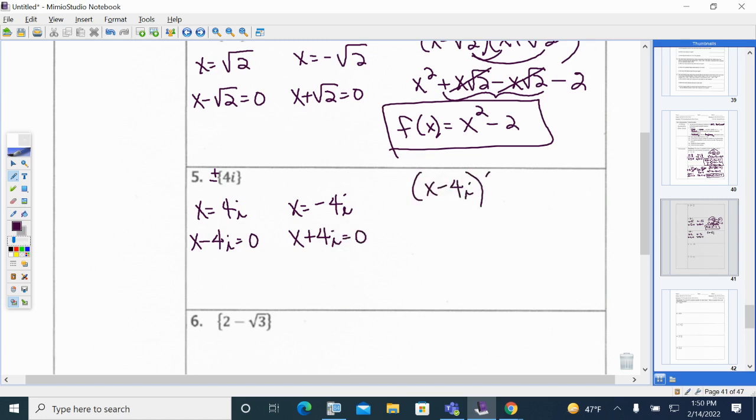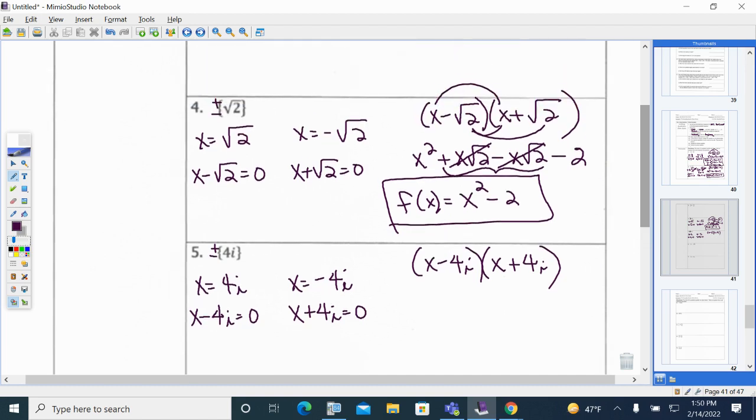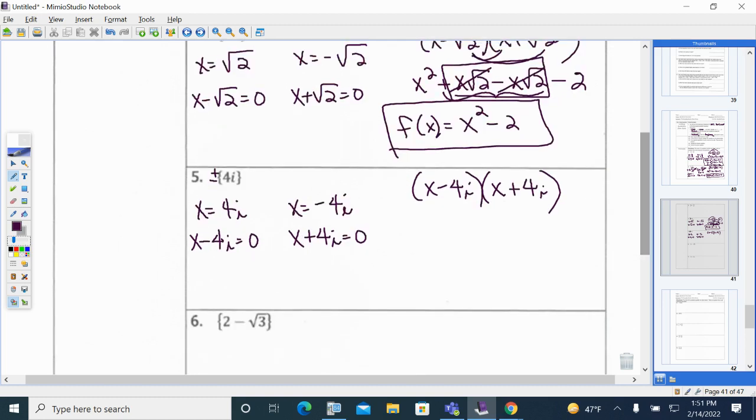Now, I'm not sure you're paying attention here, but these are actually conjugates. X minus 4i and x plus 4i are conjugates, and the i's should go away. Now, I don't know if you noticed back up in example number 4, the x minus radical 2 and the x plus radical 2 are kind of the same thing. They're identical on the inside except for the plus and minus, and those two middle terms subtracted out. The same thing's going to happen here with our i's.